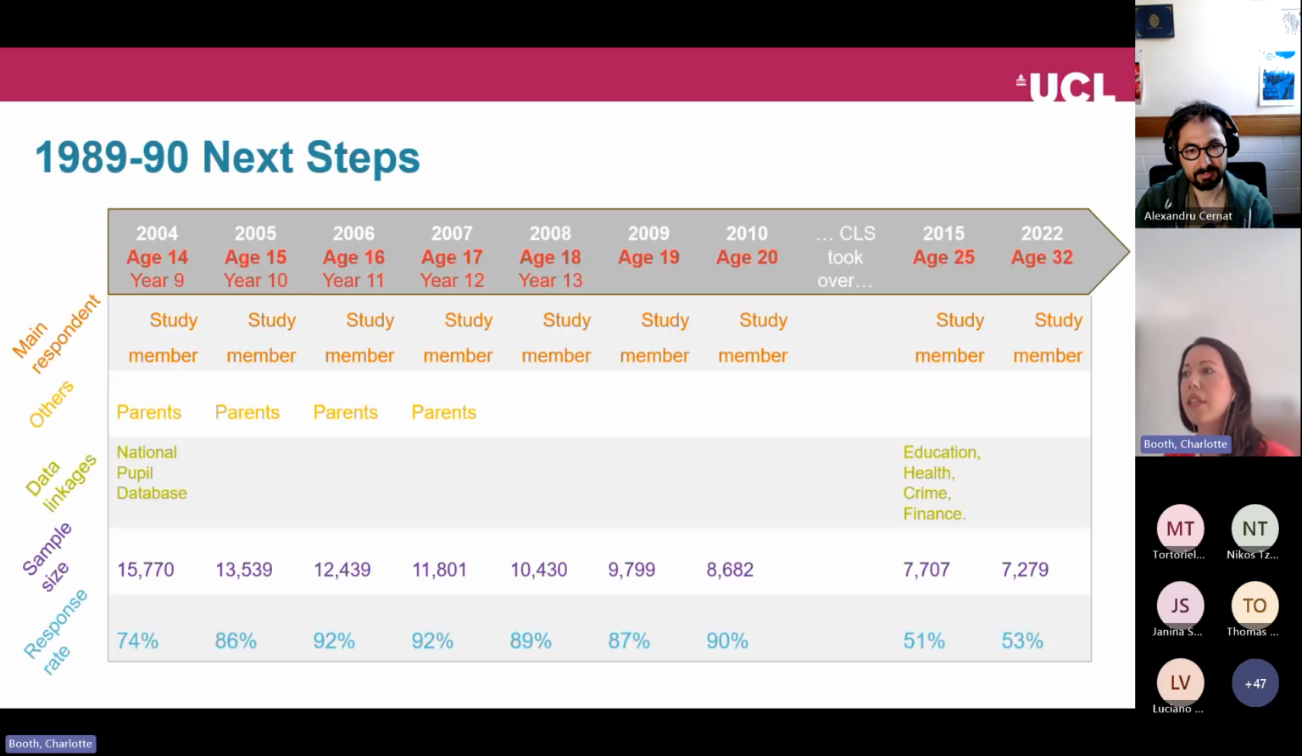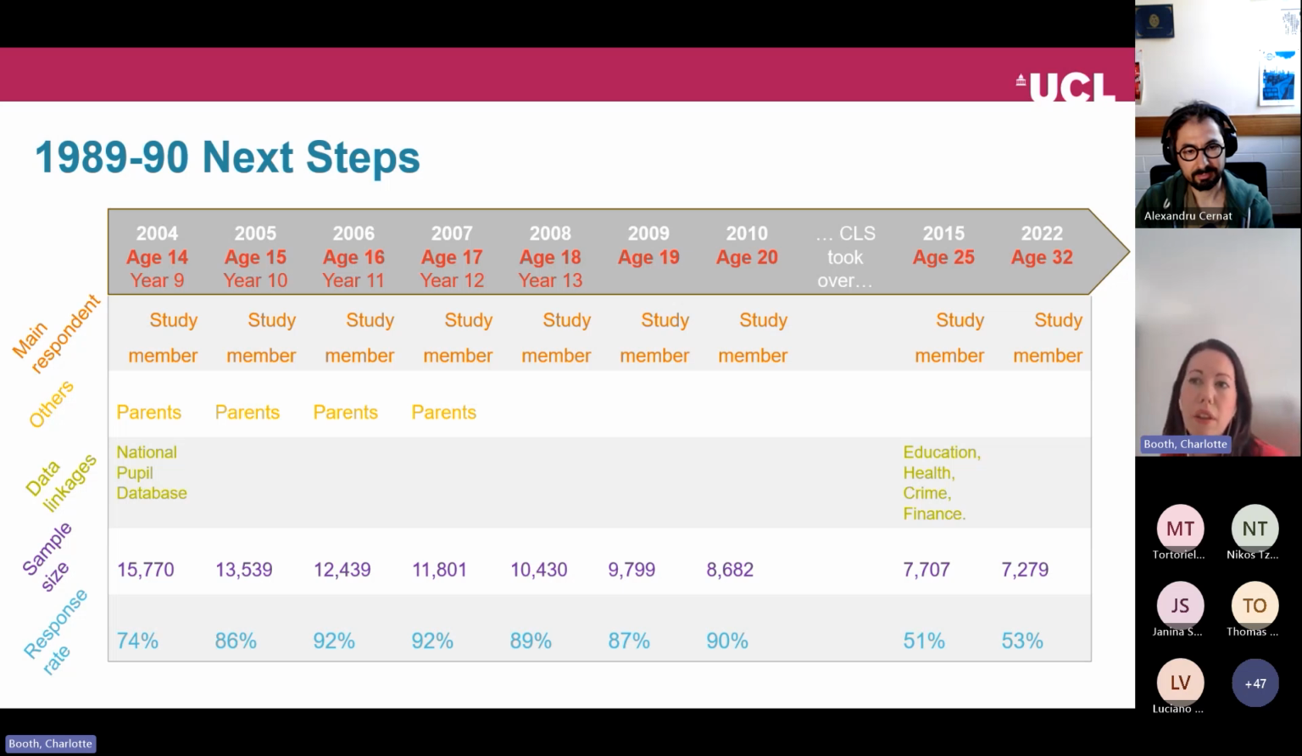So this is just to give you an overview of the Next Steps survey. There's been 9 sweeps of data collection in total. It started in 2004, as I said, on a secondary school cohort when they were in year 9. And this was originally run by the Department for Education, and they did surveys every year. So when they were age 14, 15, 16, 17, 18, 19, and 20, they did annual surveys. And then after this, CLS took over the study and completed data collection at age 25 and most recently at age 32.